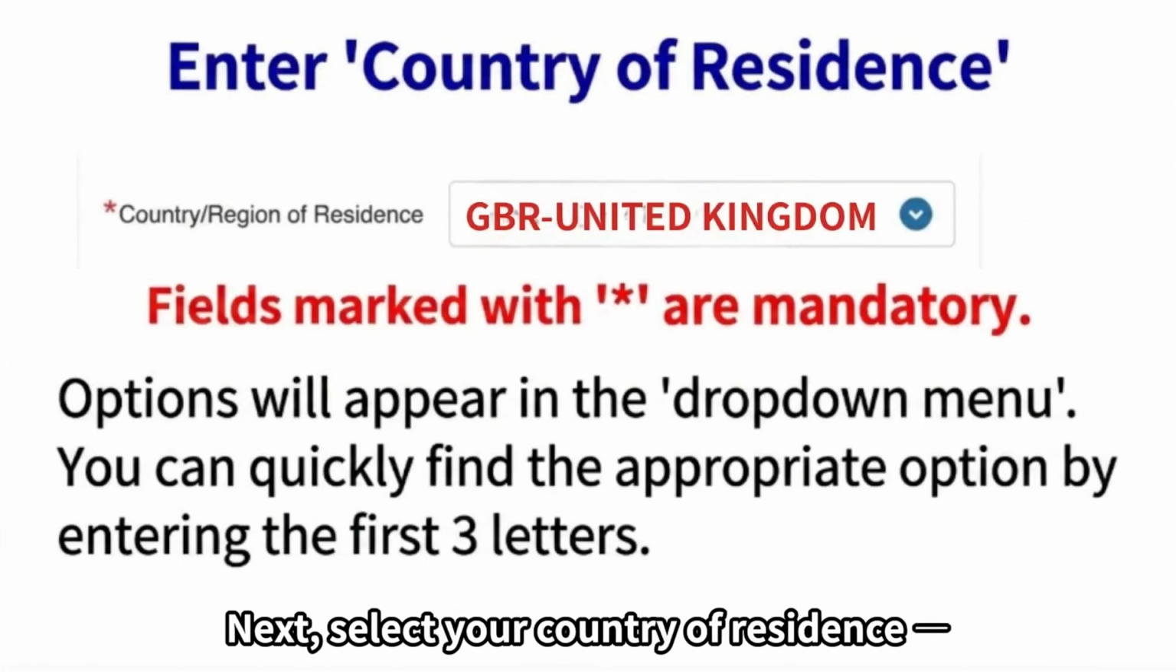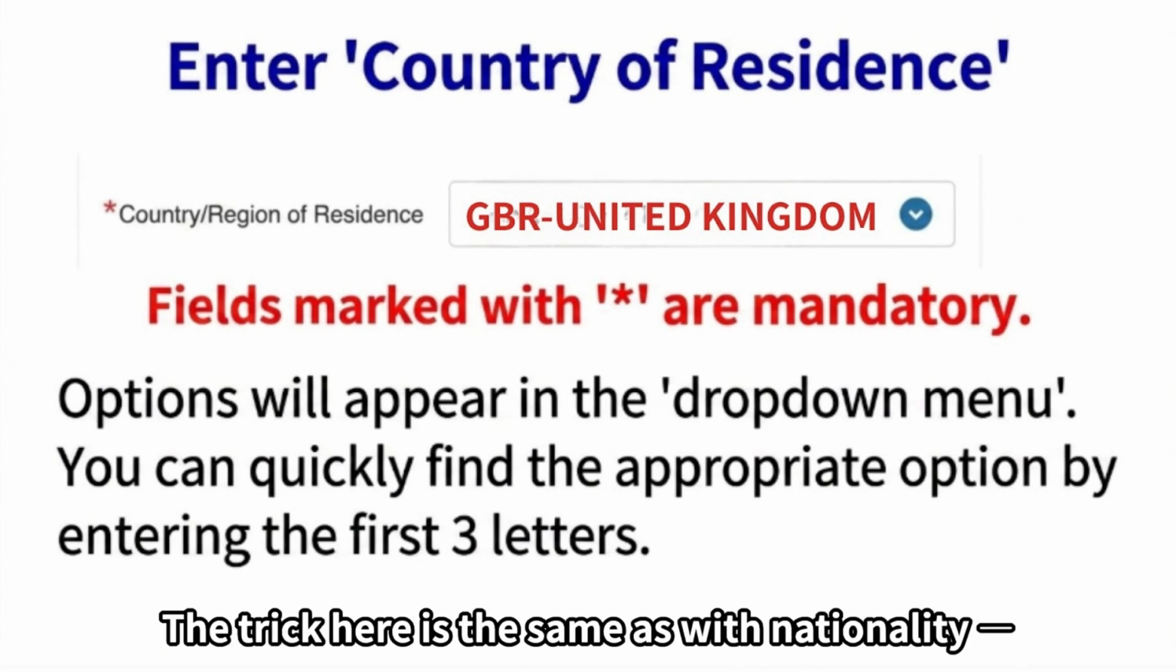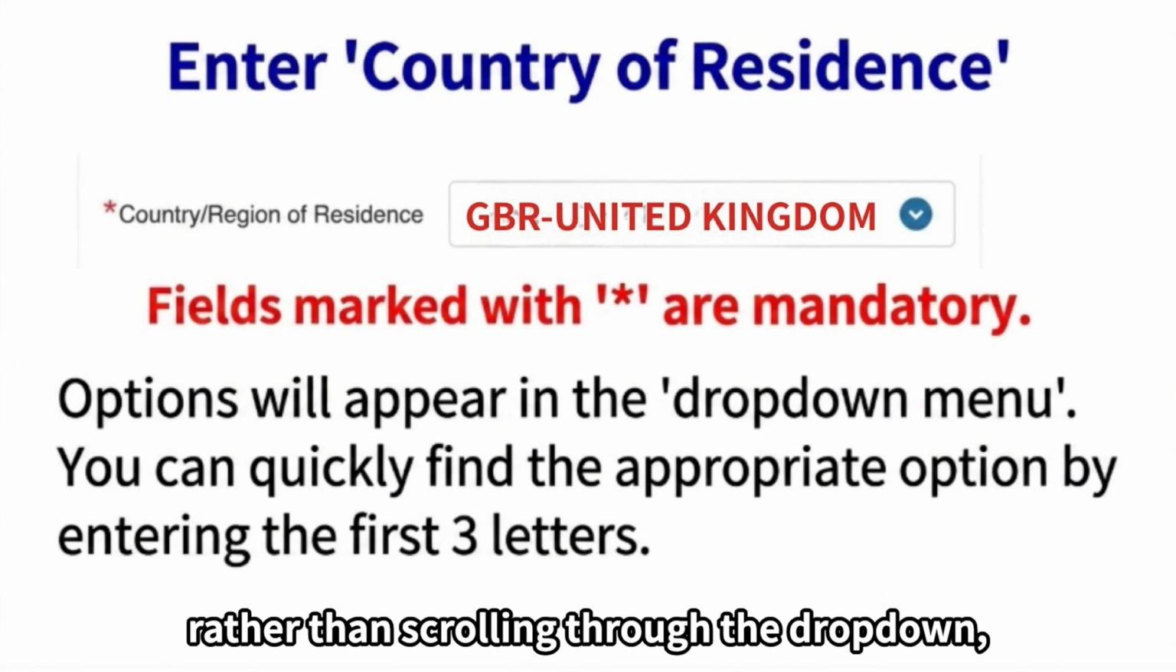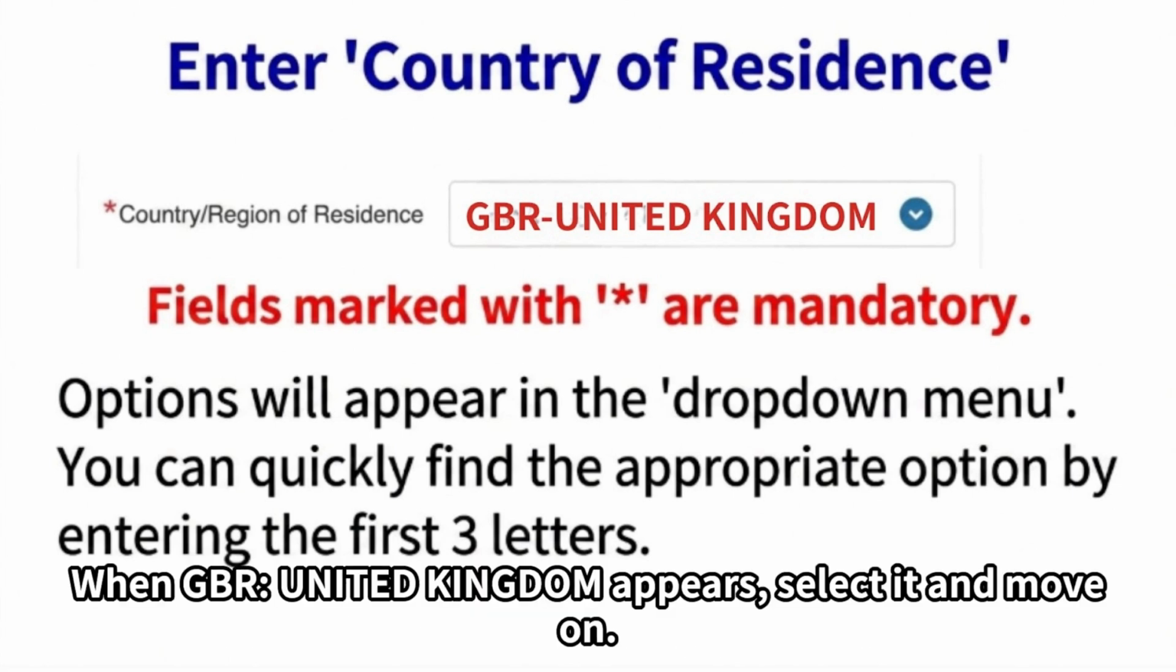Next, select your country of residence, where you currently live. This is a required field. The trick here is the same as with nationality. Rather than scrolling through the drop-down, type GBR on your keyboard. When GBR/United Kingdom appears, select it and move on.